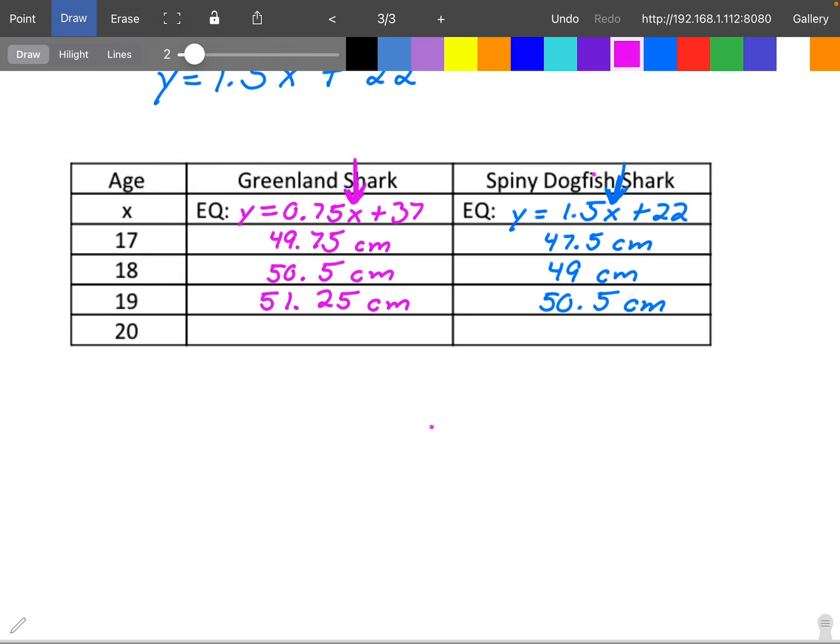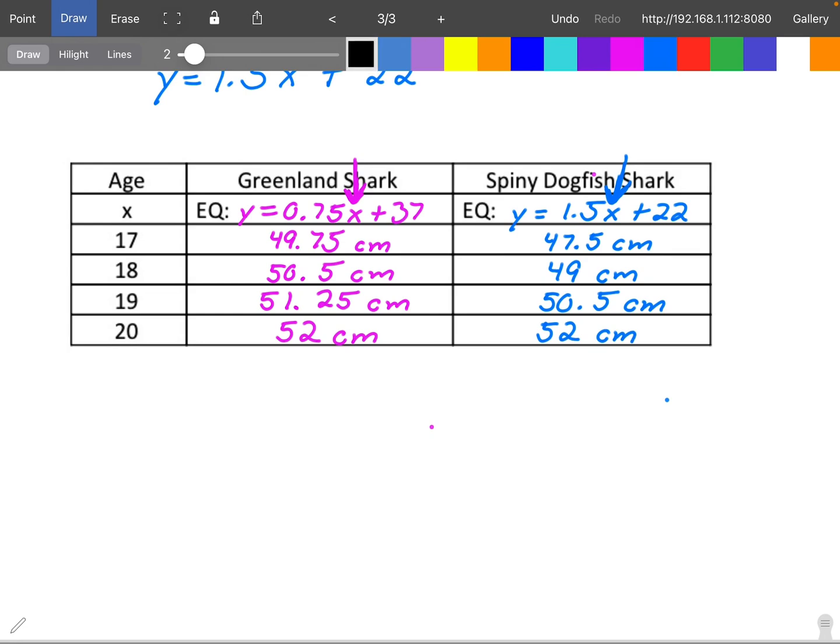So next we're going to take 20. Plug 20 into the first equation. 0.75 times 20, then add 37. We get 52 centimeters. Then we're going to take 20, plug it into the second equation. 1.5 times 20, and then plus 22 is going to give us 52 centimeters. What do you know? That's the same.